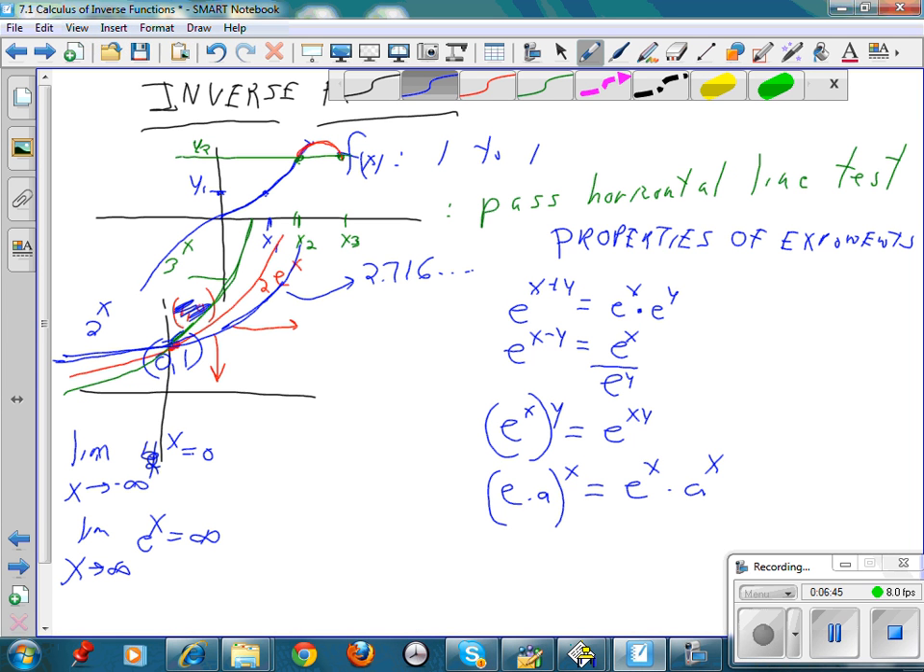In fact, the derivative of e to the x is a very interesting thing, and we'll get to that soon enough. The limit of e to the x is infinity. 2 to the x would be infinity. 4 to the x would be infinity. Okay? So you understand these pictures.